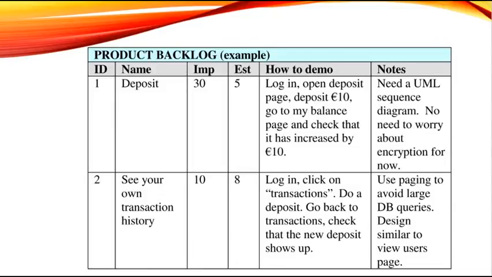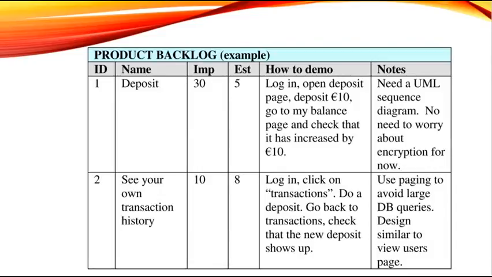Initial estimate. The team's initial assessment of how much work is needed to implement this story compared to other stories. The unit is story points, and they usually correspond to days. How to demo. A high-level description of how the story will be demonstrated at the sprint demo. This is essentially a simple test spec. Do this, then do that, and then this should happen.